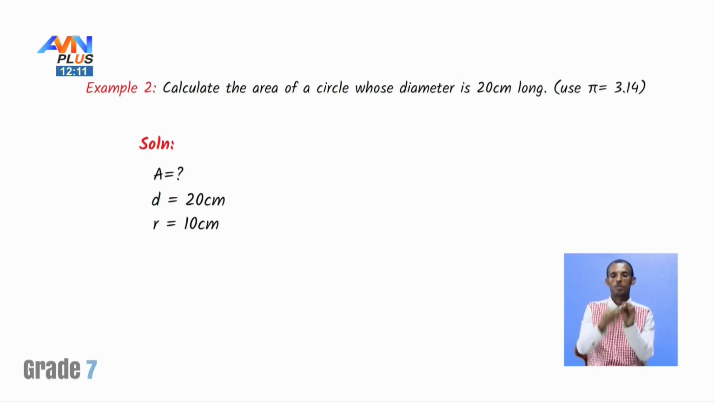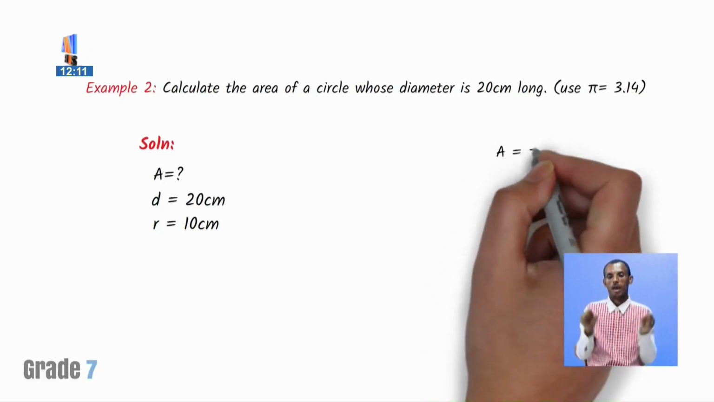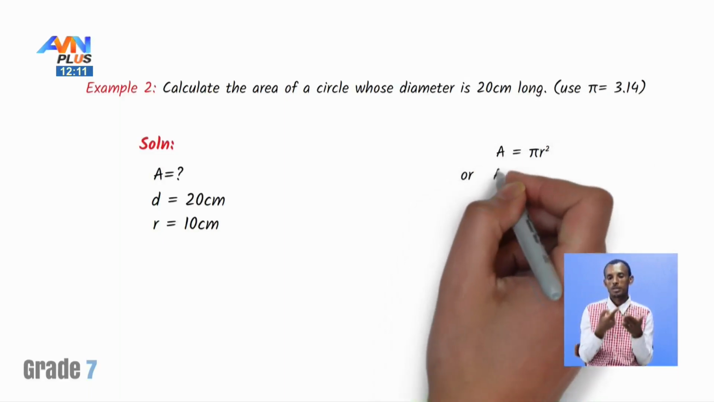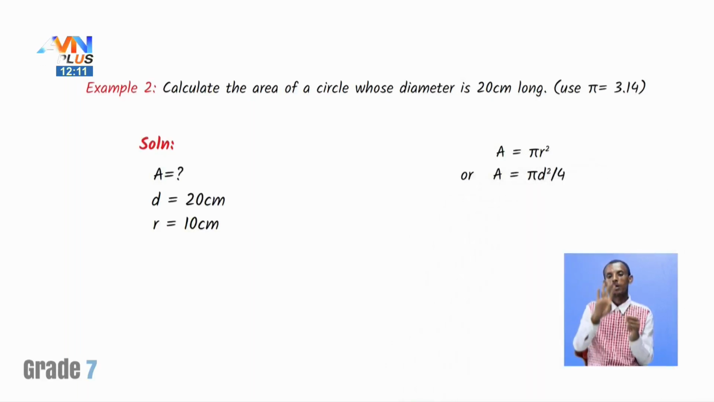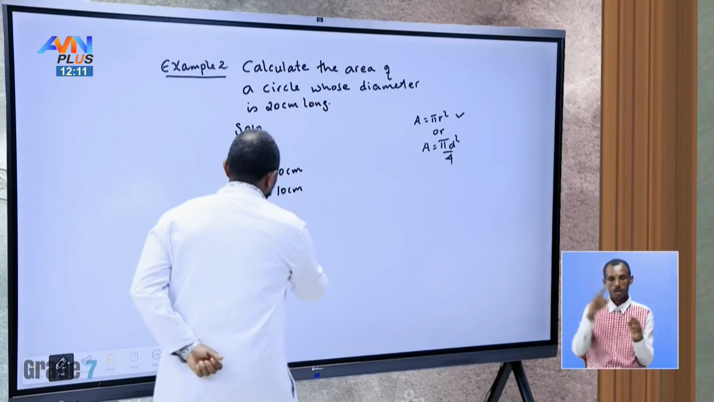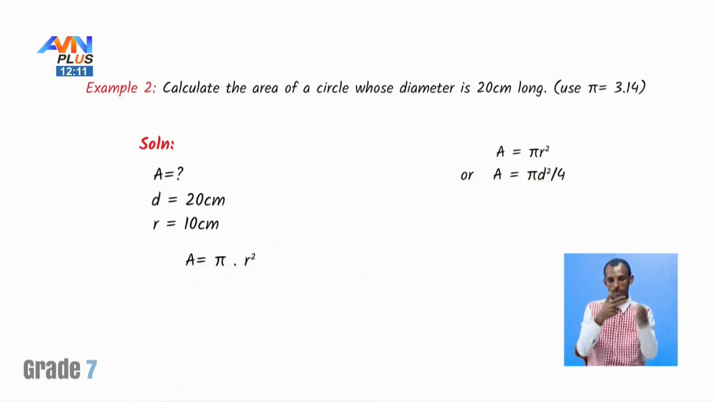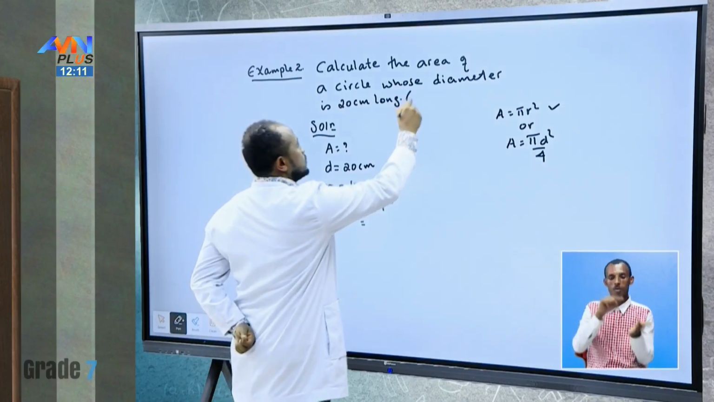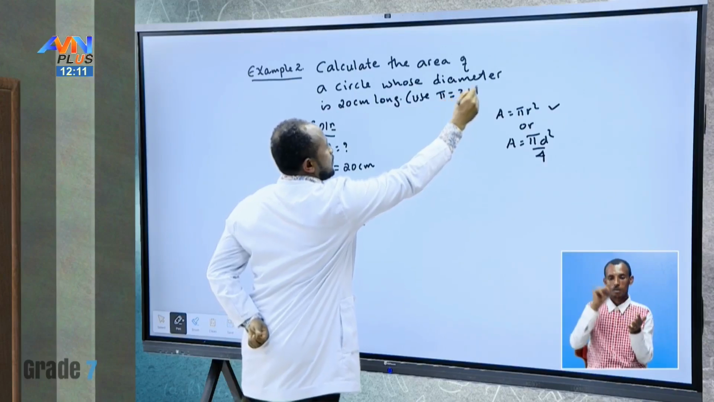So to calculate the area, you can use either of these equations. Area is pi r squared, or you can use pi diameter squared over 4. You can use either of the two, but I prefer to use area equals pi r squared. So let's calculate this. Area is equal to pi times radius squared. Let's take pi to be 3.14.